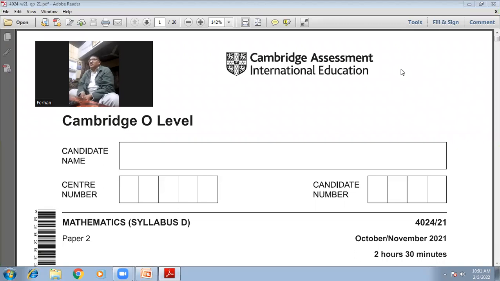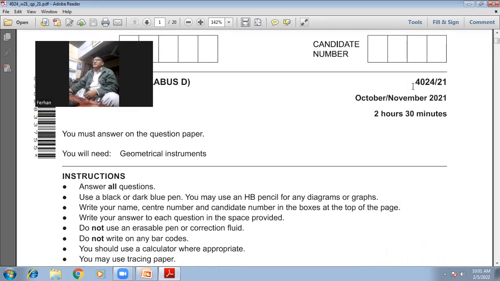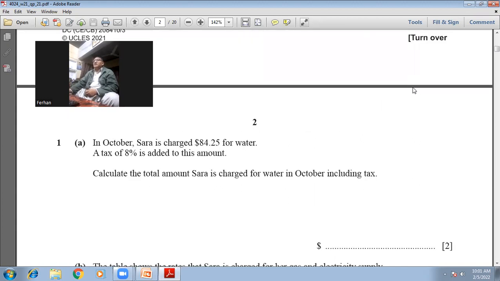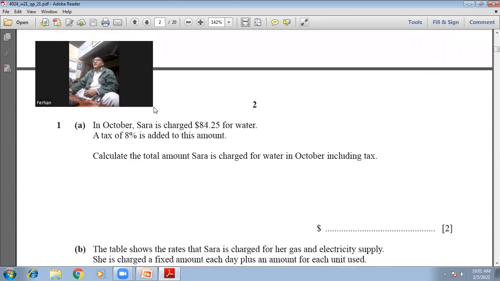So on your screen, you can see this paper, Cambridge O Levels, Mathematics Syllabus D, Paper 2, October November 2021, 2-1 paper. And the time allowed is 2 hours 30 minutes. The scientific calculator is allowed. So the first question is coming up on your screen.